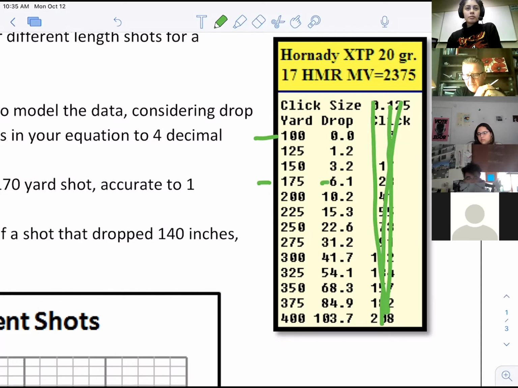And notice it doesn't say this in there, so this isn't a very good chart, but doesn't it make sense? It'd be nice if they told you what that was. Like, is that centimeters or inches? I would need to know that, wouldn't I? So basically, if you make a 175-yard shot, you're going to hit 6 inches below the target.